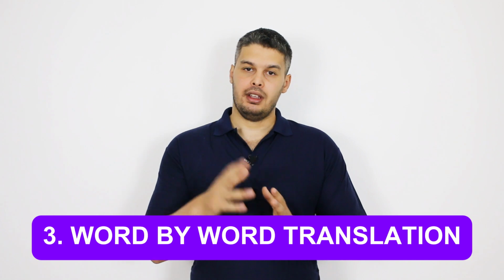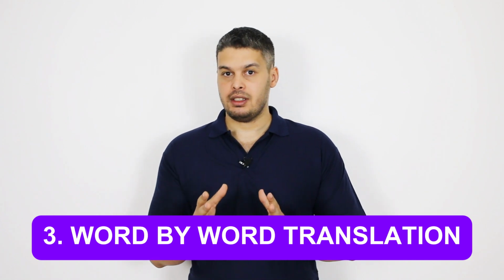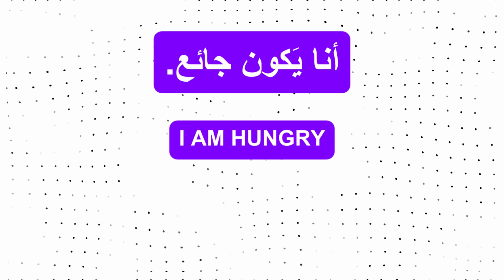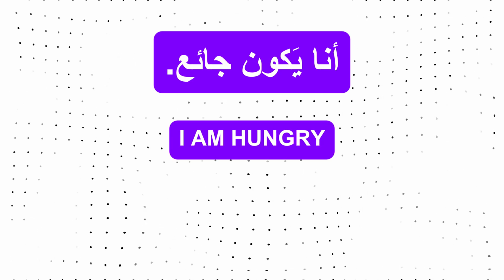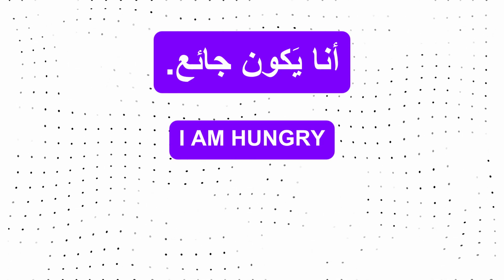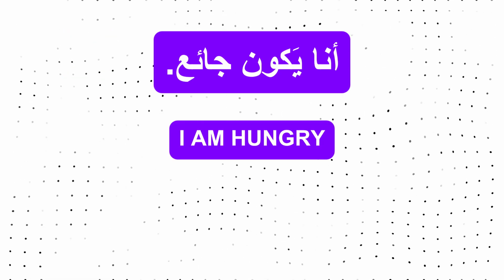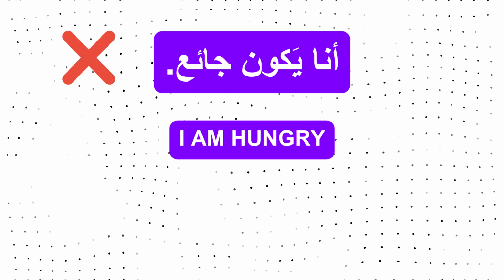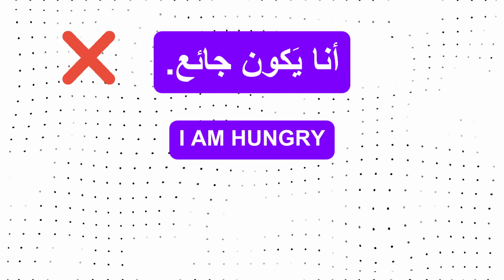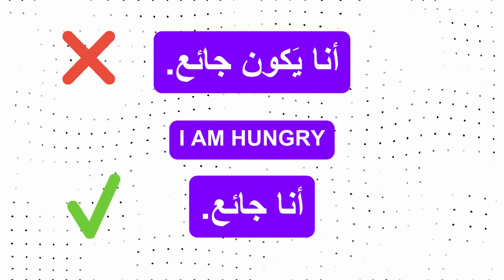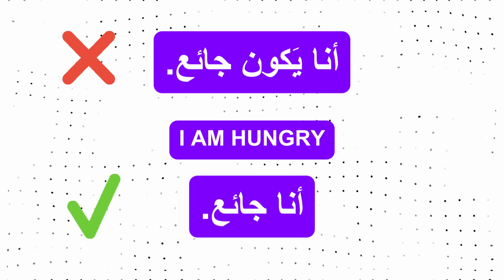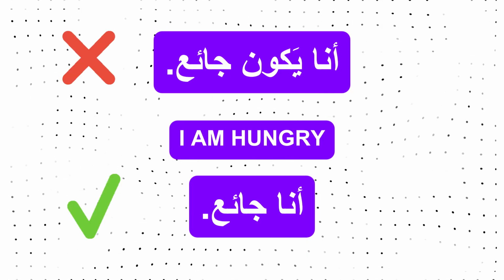Mistake number 3, translating Arabic sentences literally. If you want to translate the phrase I am hungry into Arabic, it will become أنا يكون جائع, which is completely wrong. To fix it, you need to learn phrases the way Arabs say them. The correct way is أنا جائع. There is no "am" in Arabic in this case, just the pronoun and adjective. Arabic has its own structure. Respect it and you will see the results.